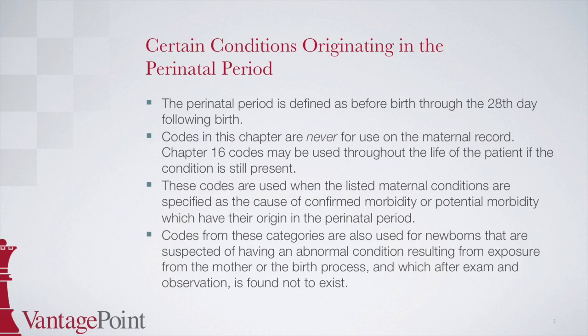Also, if a newborn has a condition that may be either due to the birth process or community acquired, and documentation does not indicate which it is, the default is due to the birth process, and the code from Chapter 16 should be used.